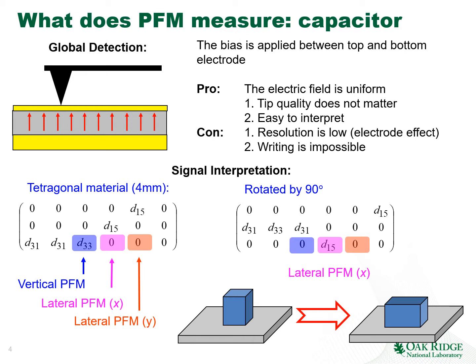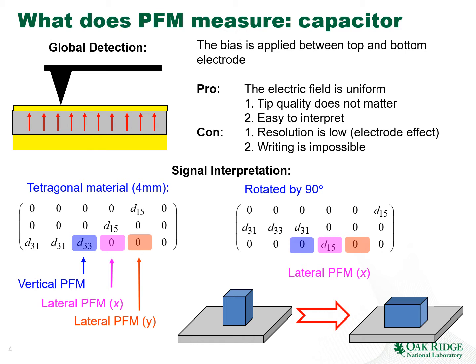The second pro is that the tip quality really does not matter, so all we need from the tip is detection of the surface displacement. The con is that the resolution is low because it's limited now by the electrode, and the classical electrical writing is impossible, even though it is possible to write in some cases using the pressure induced by the tip. So in this case, interpretation of the PFM signal is relatively straightforward.